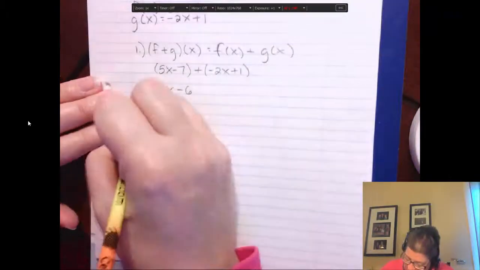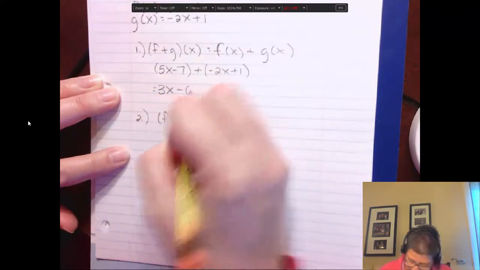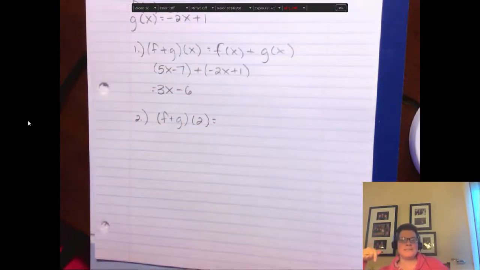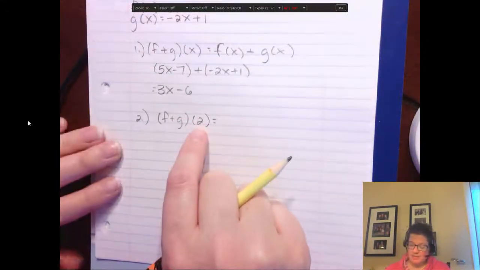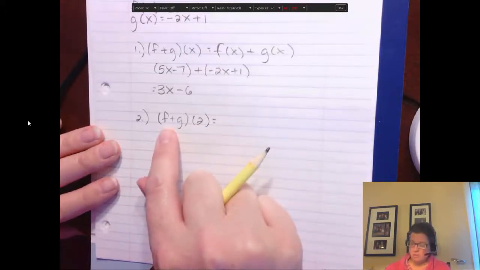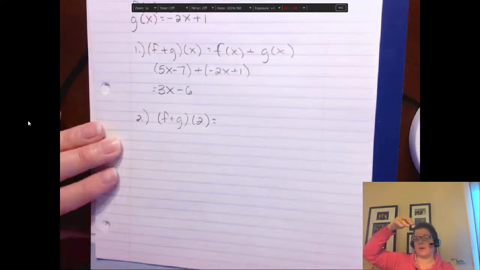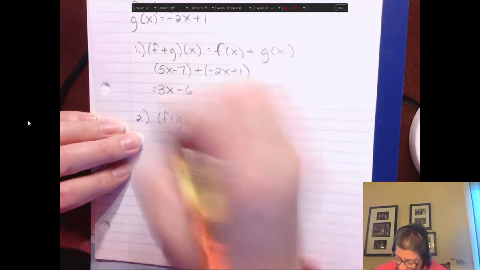So you might have seen something like this. And what is the difference between the first problem and this problem? Well, we still have f plus g, but this one's not in terms of x, it's in terms of 2. So what it's telling you is put 2 into f plus g. So if you already have the function, a lot of times they make you do the function in the first part, like a, and then b, they have you do the second one. So really what this is saying is take this and put 2 in for x.